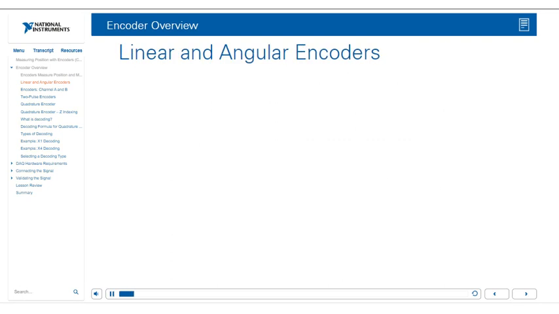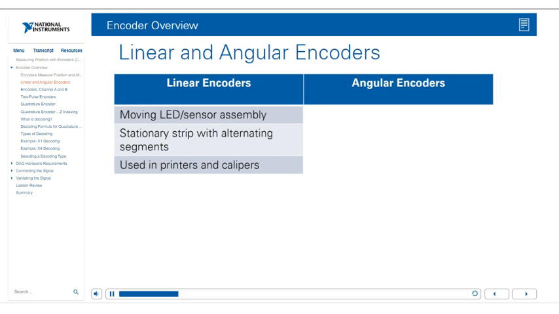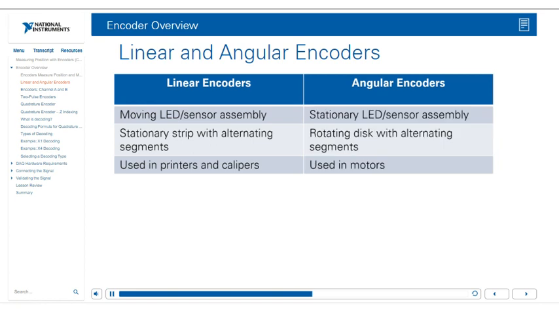Two main types of encoders are linear encoders and angular encoders. Linear encoders have a moving LED and light sensor assembly along with a stationary strip that has the alternating clear and opaque segments. This type of encoder is used in such devices as printers and calipers. Angular encoders have a stationary LED and light sensor assembly along with a rotating disc that has the alternating clear and opaque segments along the perimeter. This type of encoder is mainly used to measure the angular position of motors.